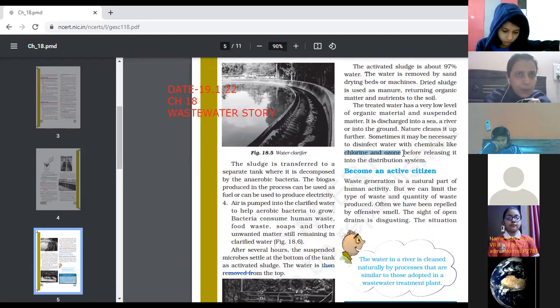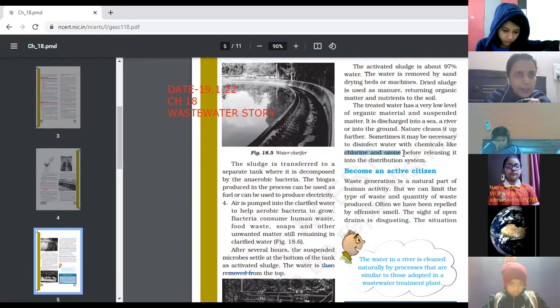Whenever this question comes for 5 marks, you have to write point-wise. As it is given here: first is your bar screen. Second is the grit chamber, the grit and sand removal tank. Third is sedimentation. And fourth is aeration, means air is pumped into it. After pumping the air, aerobic respiration takes place, and after that you use dry sludge and the activated sludge.